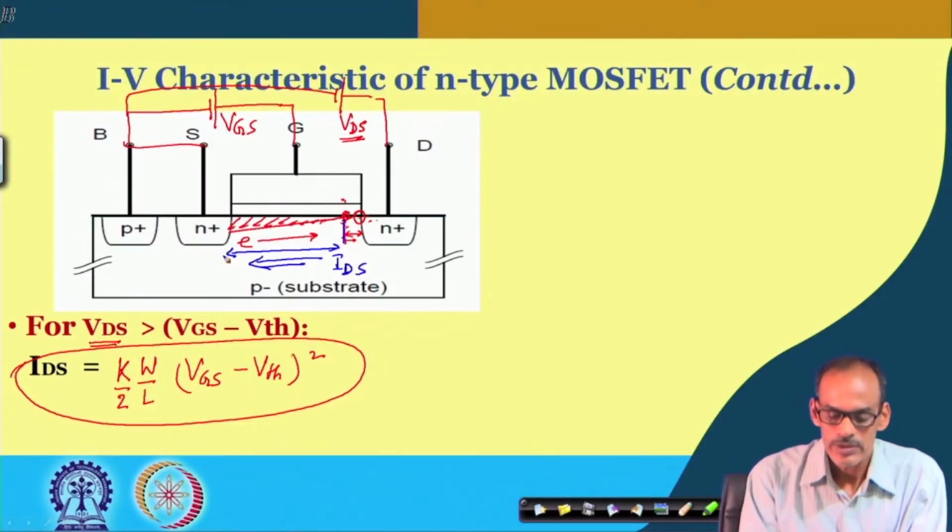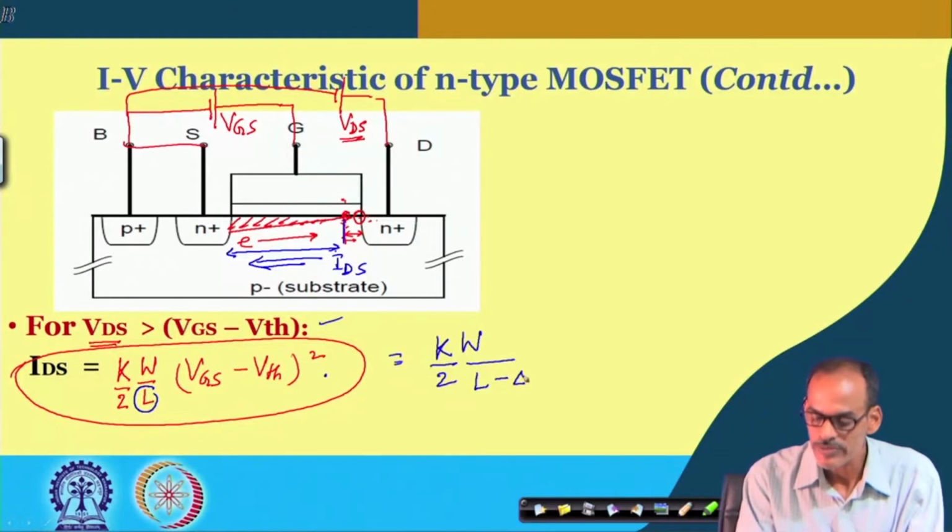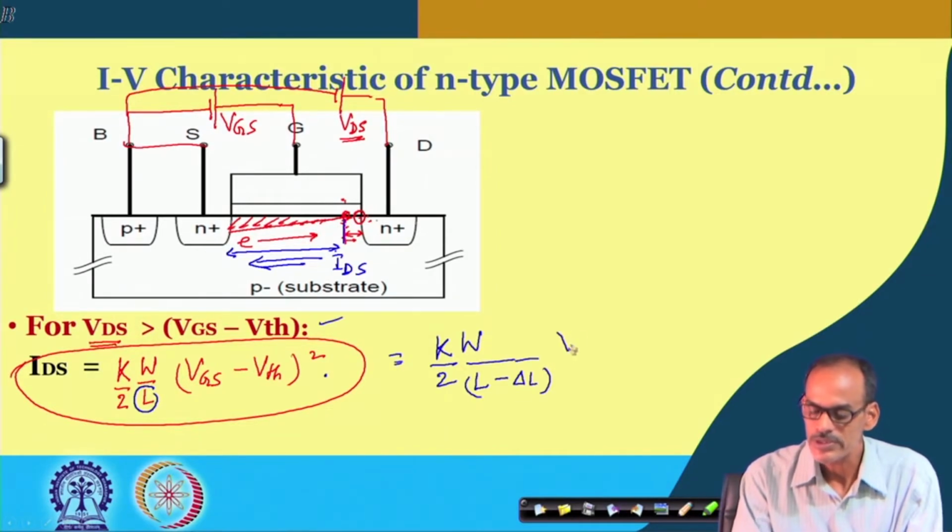So, you may say that this equation is again valid even in this condition, the only thing is that instead of L, I will have a shorter length. So, let me write that. We have K, W and also 2 here, and then L minus the shrinkage of the length, say delta L. Rest of the things remain the same.